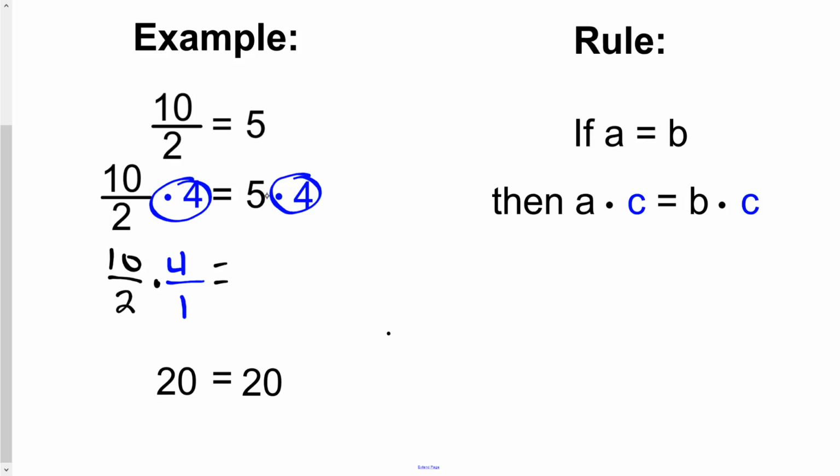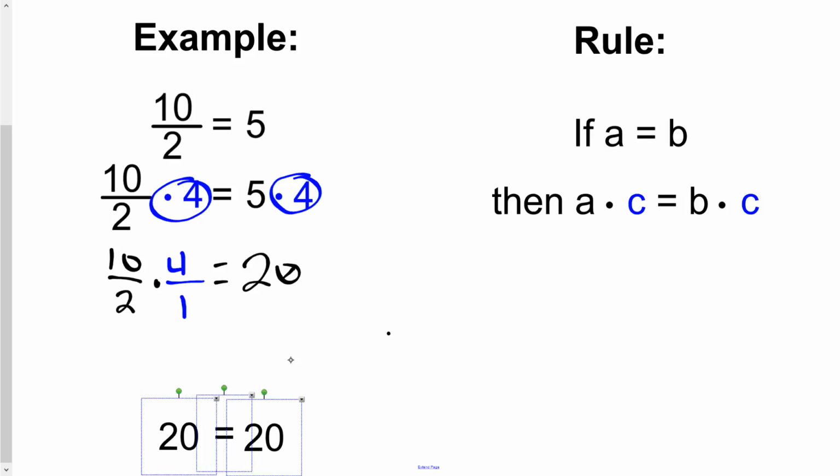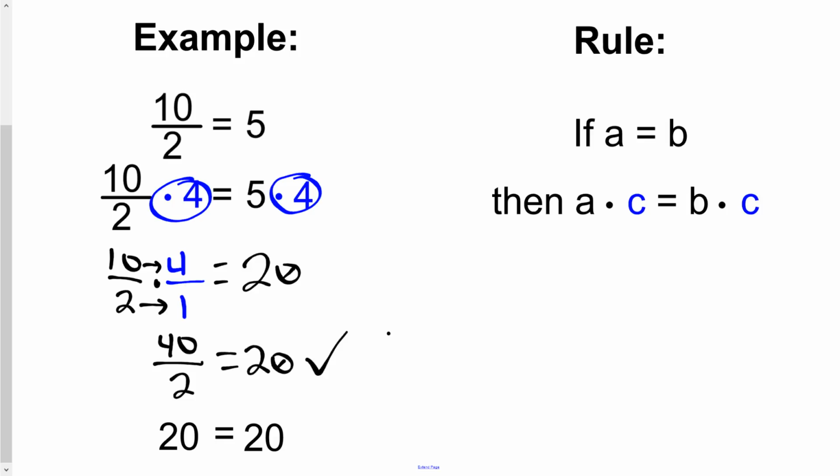Write the rest of my equation. We know 5 times 4 is 20. So I got 10 divided by 2 times 4 divided by 1. You guys might be able to see this already. We're multiplying straight across here. That's how we multiply fractions. Multiply straight across. 10 times 4 is 40. And 2 times 1 is 2. Well, does that equal 20? Yes, it does. 40 divided by 2 is 20 because half of 40 is 20. So we do, in fact, end up with 20 equals 20.